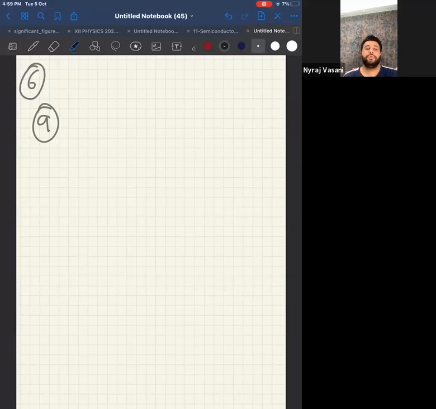So Yash, when do you use I square R or V square by R? If they say same voltage, then you have to use V square by R. If they say same current, then you have to use I square R. So whatever they mention in the question is constant or the same, then you have to use that particular formula. Okay, Yash.